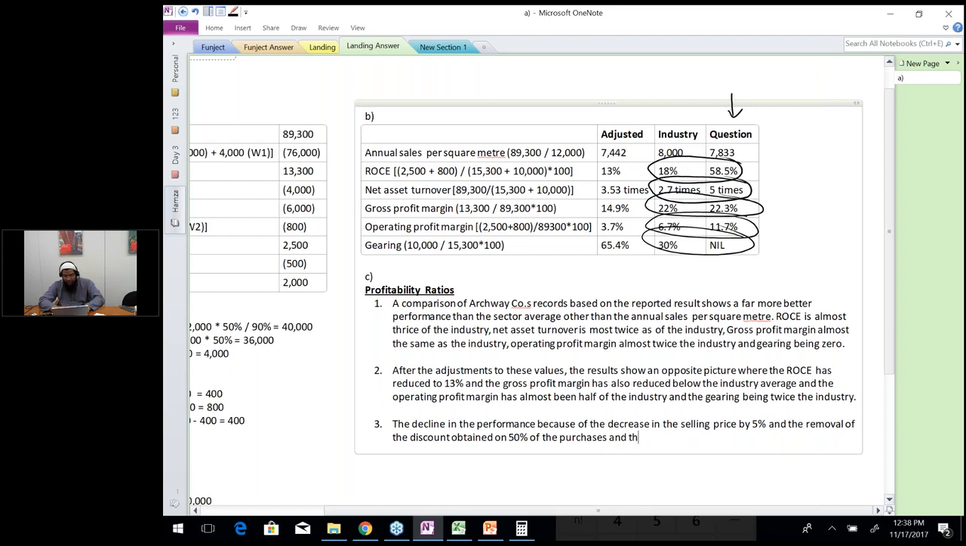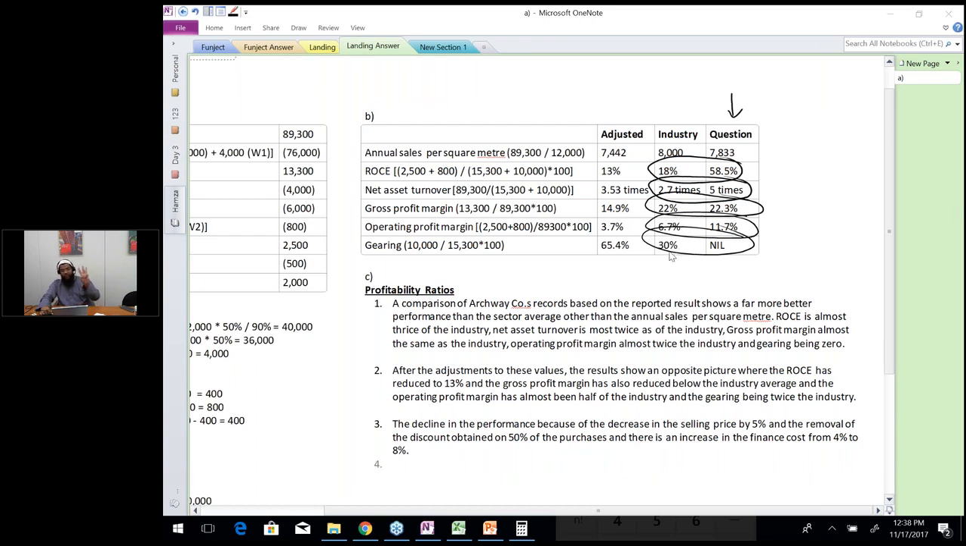And further, there's an increase in the finance cost, from 4% to 8%. So these are the three factors that are affecting the performance of the company that we are going to acquire, or are thinking of acquiring. Three major reasons: the decrease in the selling price by 5%, the removal of the discount on 50% of the purchases, and the increase in the finance cost.